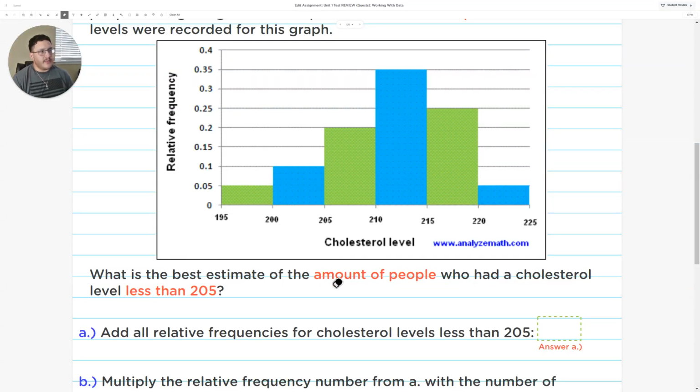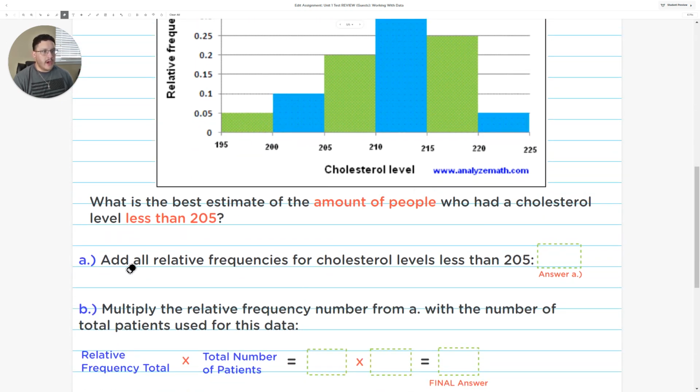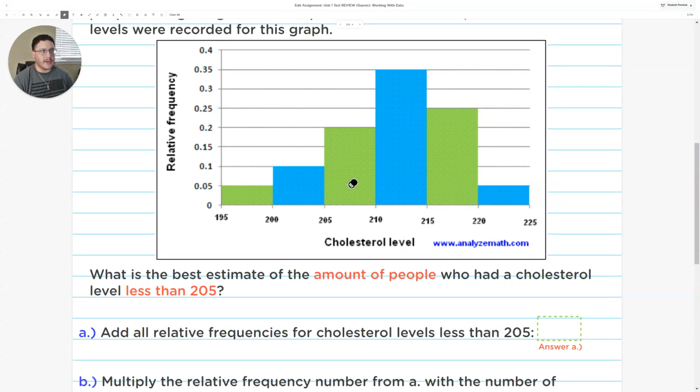Now, what is the best estimate of the amount of people who had cholesterol level less than 205? First thing we need to know is all the relative frequencies for the cholesterol levels less than 205. Okay, so we're not going to include 205, everything to the left of it. So less than 205 means we're going to include this bar and this bar. So this is 0.1 and this is 0.05 in their decimal form.